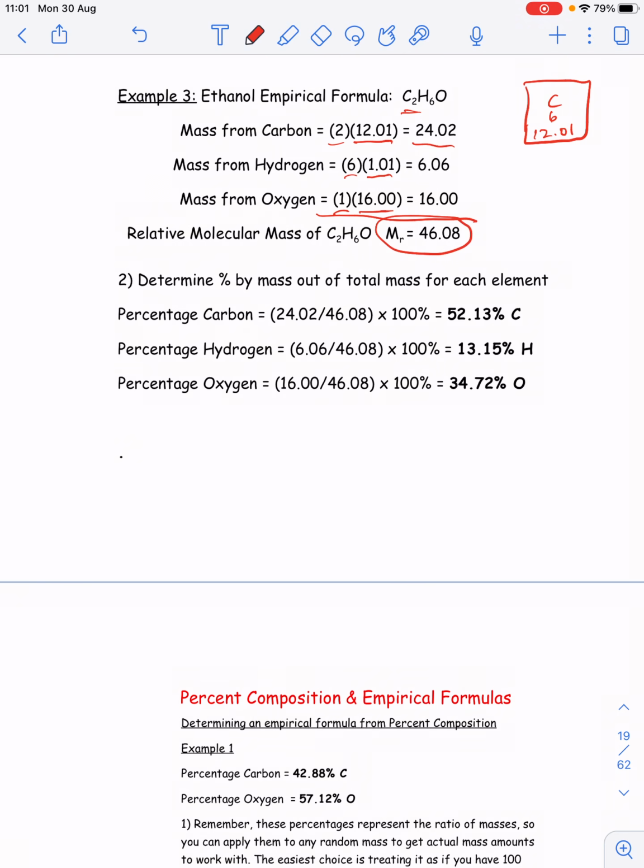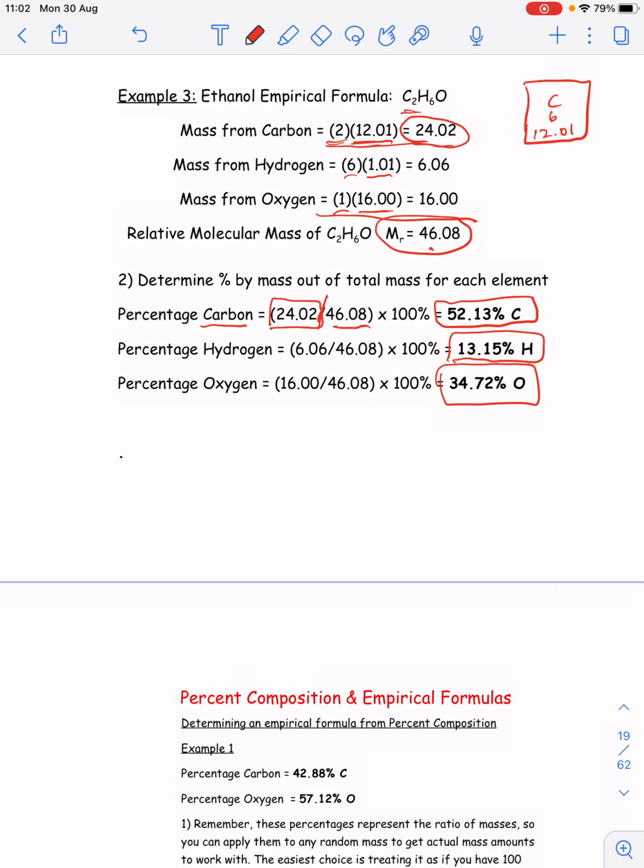And then to get the percent composition for each element, notice this time for carbon, I didn't use 12.01, I used 24.02 because there were 2 carbons, so I had to go back up here. What's the total mass from carbon? It was 2 times 12.01, or 24.02. I divide it by the whole mass times 100. And so in ethanol, 52.13% comes from carbon. If I repeat the process, I find out that 13.15% comes from hydrogen and 34.72% comes from oxygen.